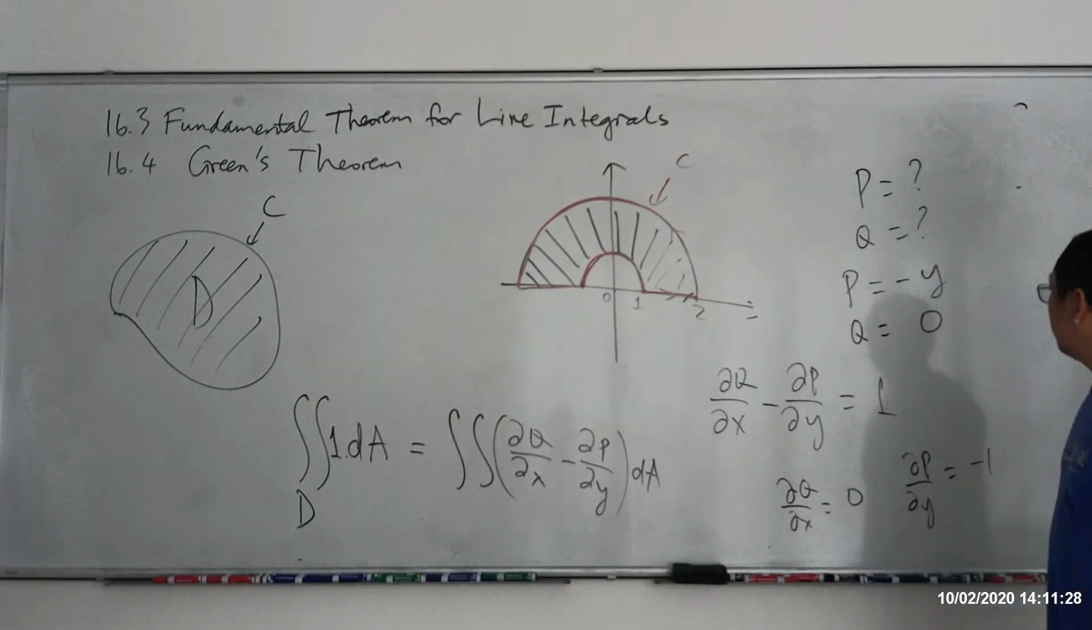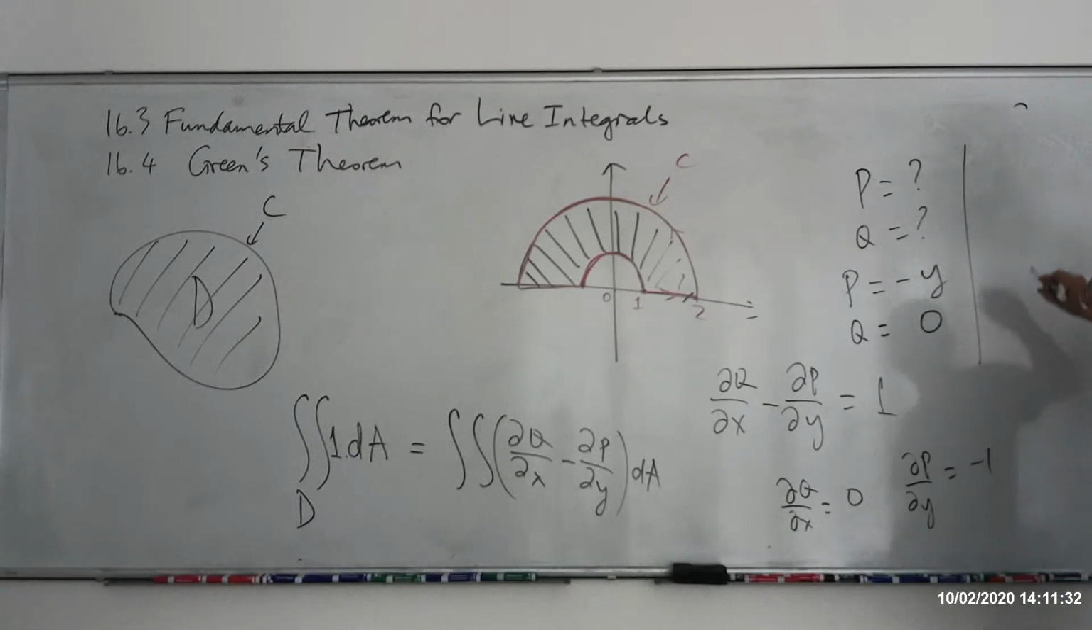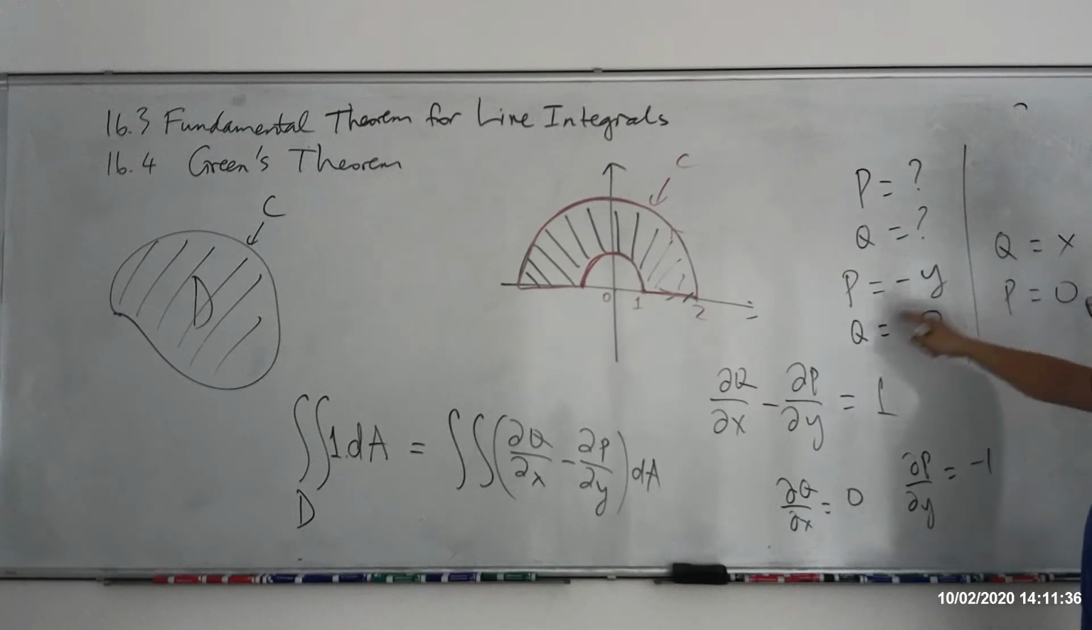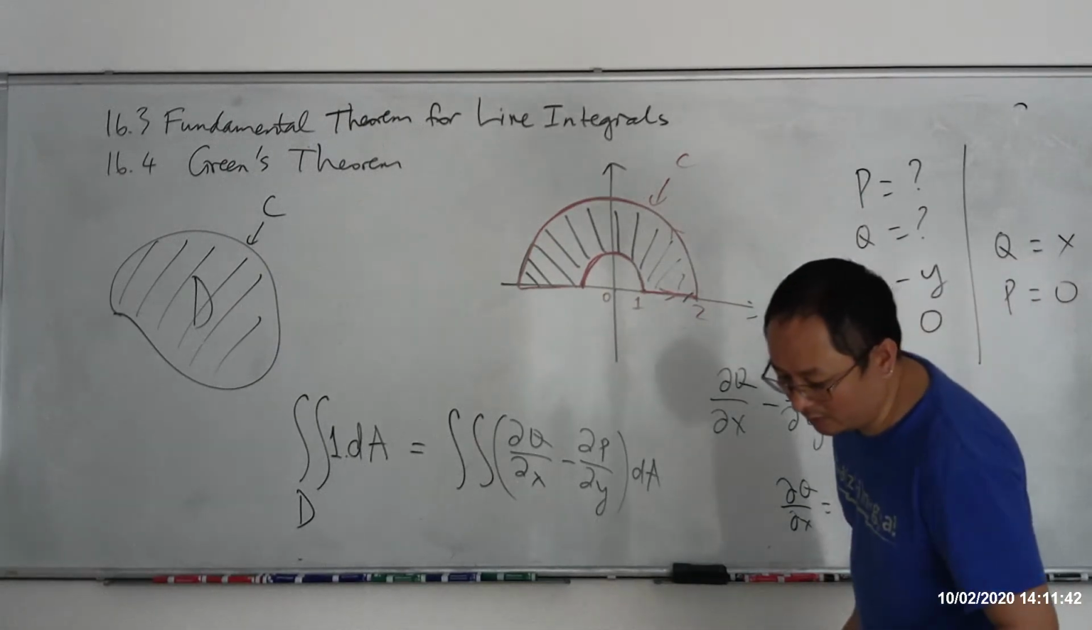Or there are many ways. How about another way? How about Q is equal to x and P is equal to 0. Then dQ over dx is 1 and dP over dy is 0. You have it. Let me see if the book has any other way.